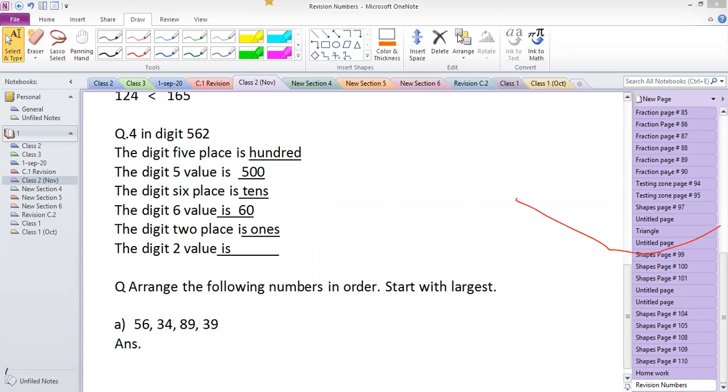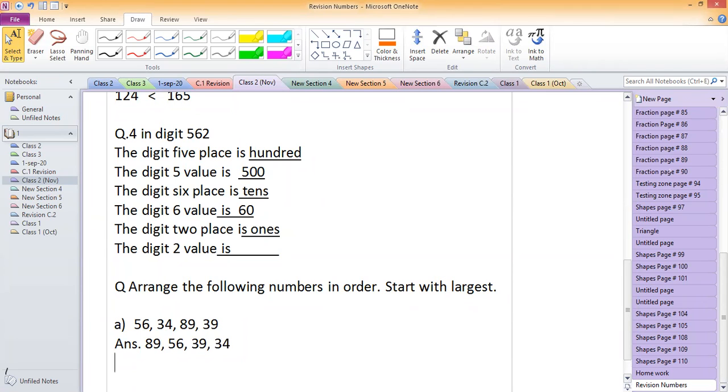So 8 is bigger. On the highest place, on the tens place, 8 is bigger. So you will write 89 first. Then after you're done with 89, there are 56, 34 and 39. So you check again the tens place. This is 5 and 3. So 5 is bigger. So you write 56. Then there are two numbers having the same digit on the tens, 3 and 3. So check out their ones number. This is 9 and this is 4. On the ones place, 9 is bigger than 4. So you write 39 first, then 34.